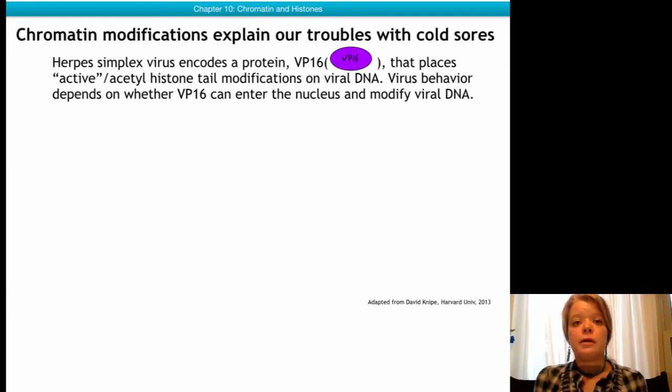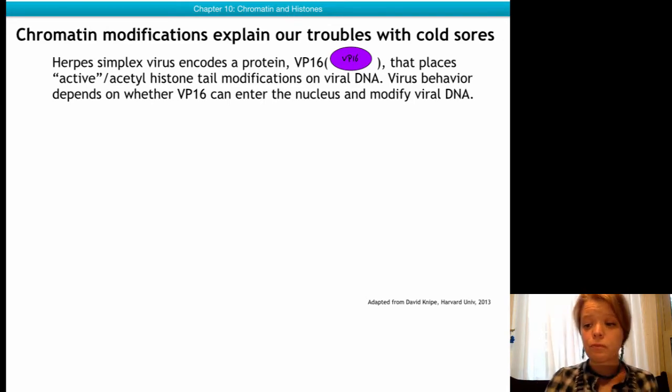So the different histone modifications are important in many biological processes and also many diseases. One example that I would like to use is the herpes virus. So you guys know how herpes is this annoying little disease that creates cold sores.